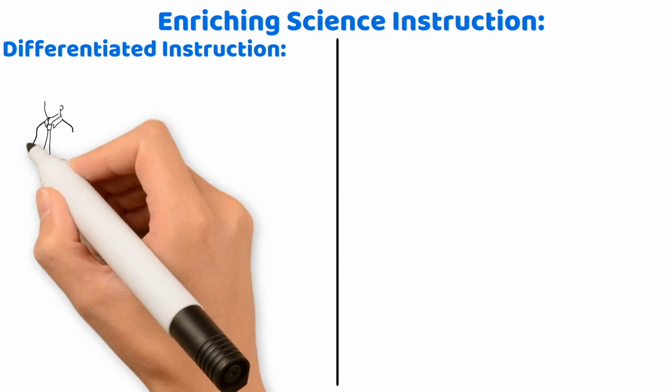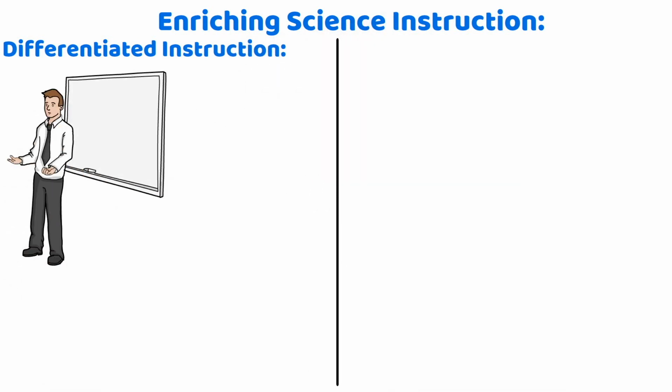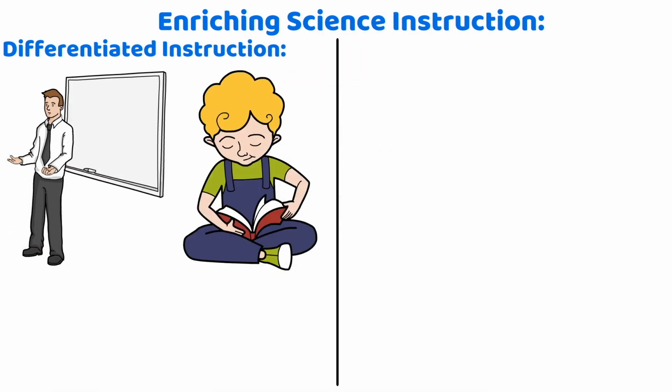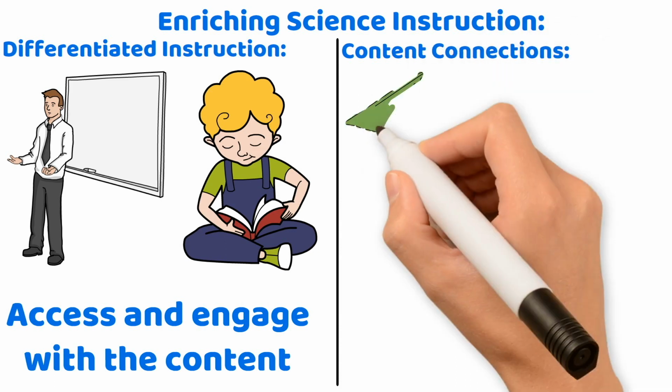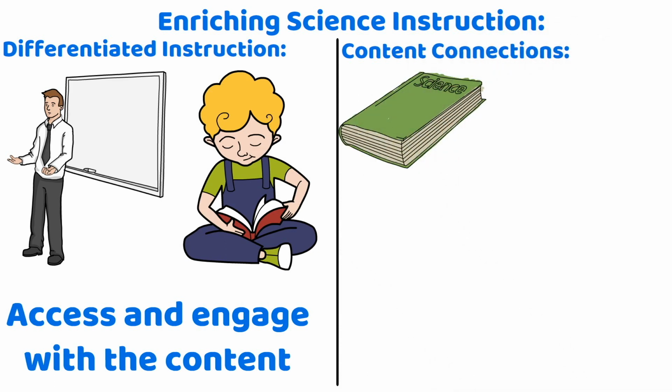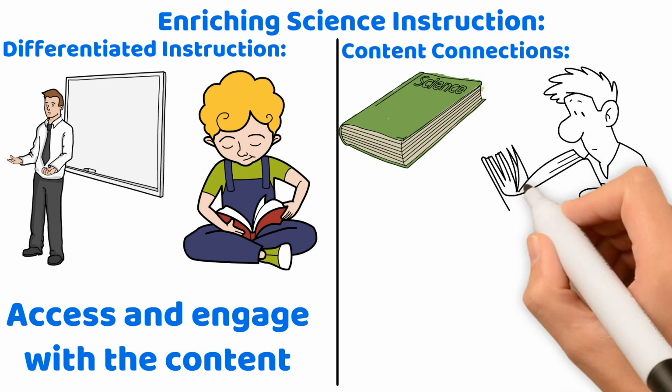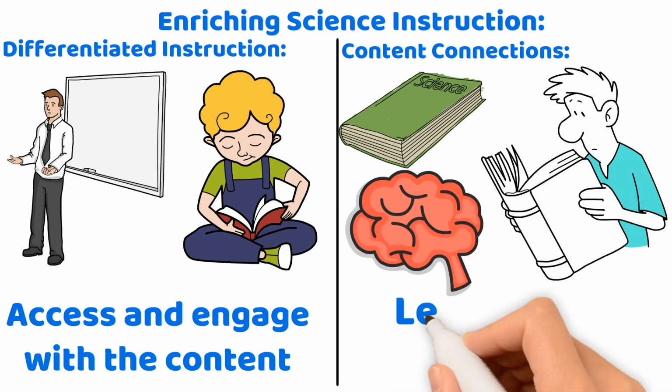Differentiated instruction. Tailor your teaching to accommodate various reading levels and mathematical abilities. This ensures that all students, regardless of their starting point, can access and engage with the content. Content connections. Explicitly link science concepts with the necessary reading and math skills. This helps students see the interconnectedness of their learning and understand why all components are essential.